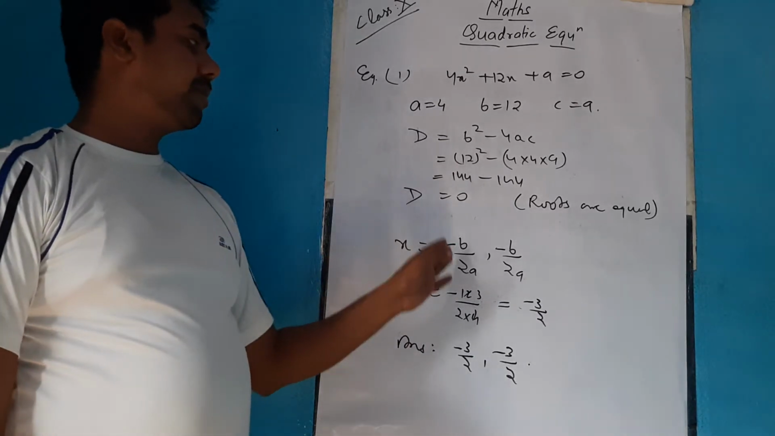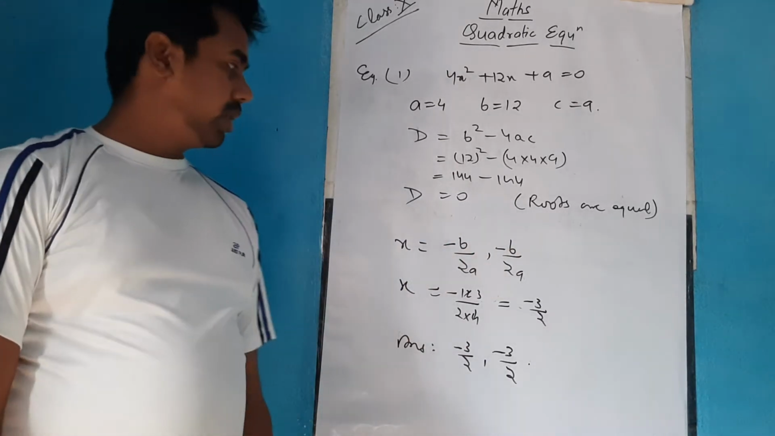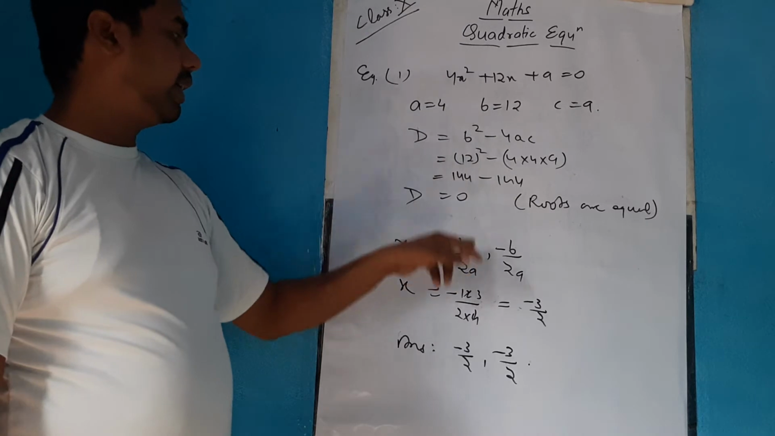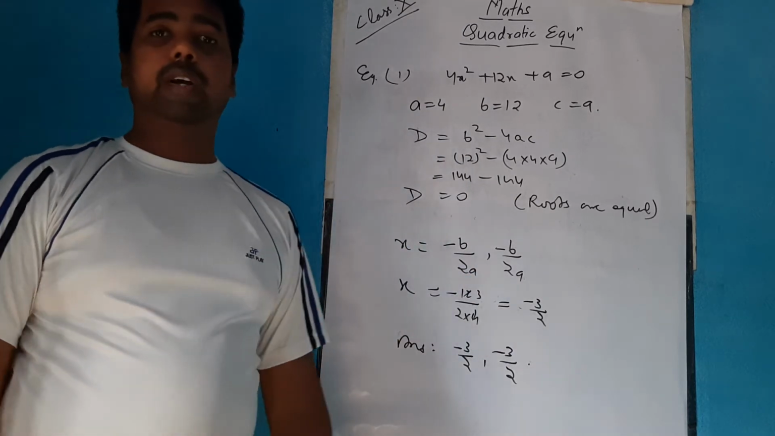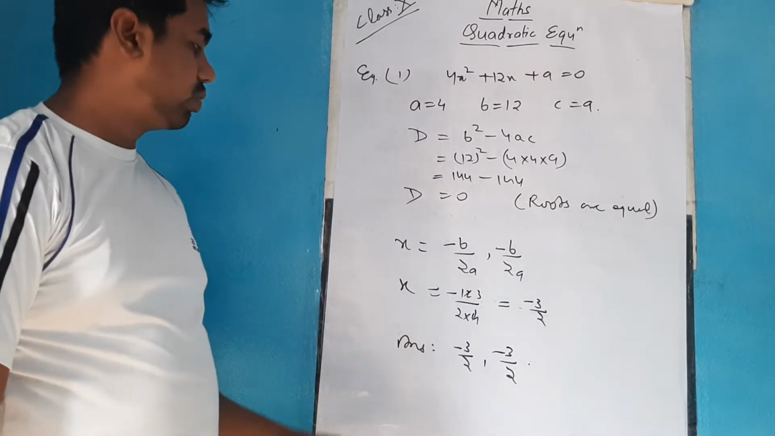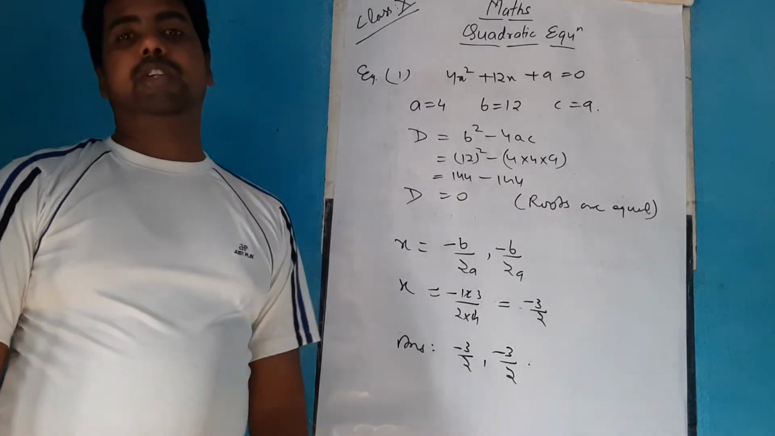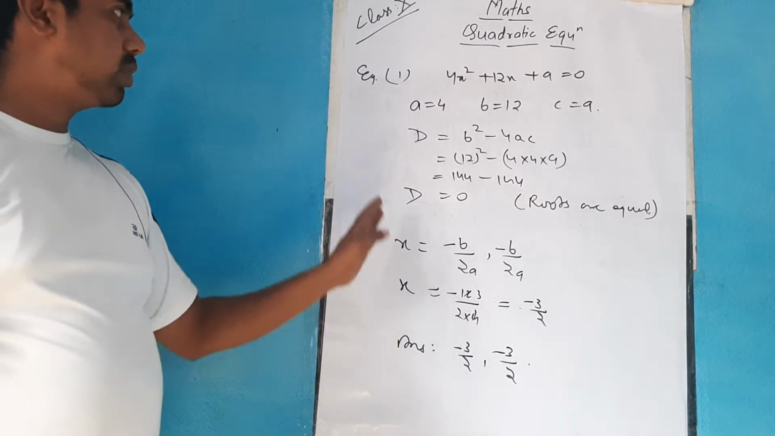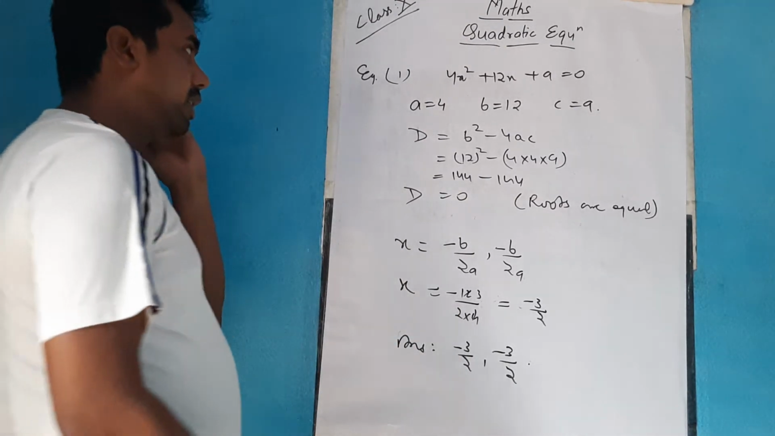So the value of x will be minus b by 2a, minus b by 2a. B is 12, A is 4. We'll put in and simplify, and it comes as minus 3 by 2. So the values will be minus 3 by 2 and minus 3 by 2. So this way is the first example.